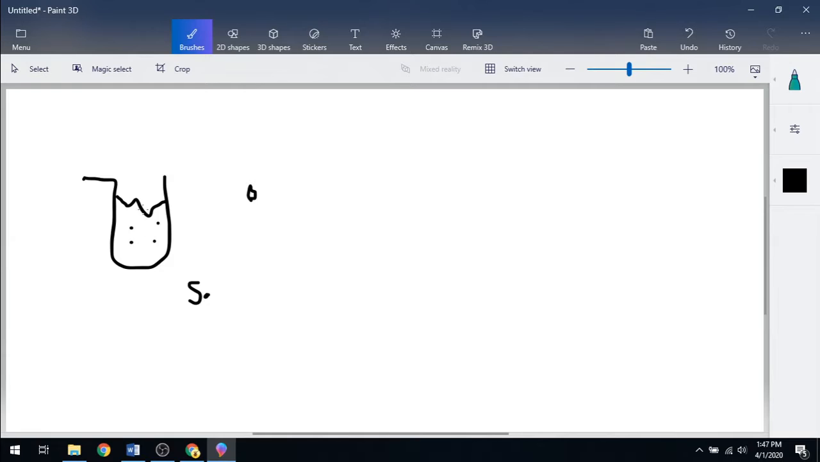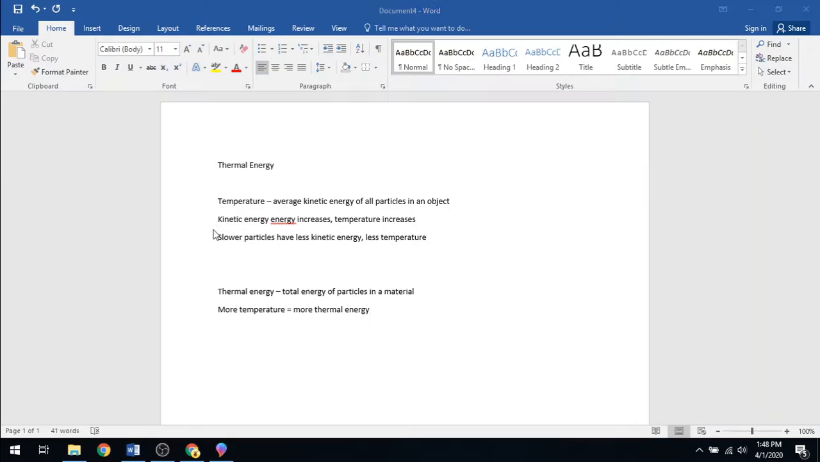But if you stuck your hand in a pot of boiling water, you're going to be in a lot of pain. You're going to really hurt your hand. Don't do that, because the pot of water has more thermal energy. There's more particles within that material.